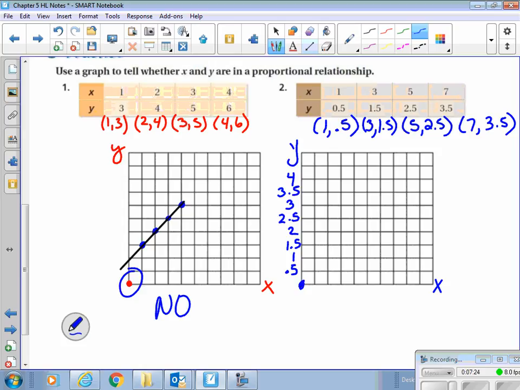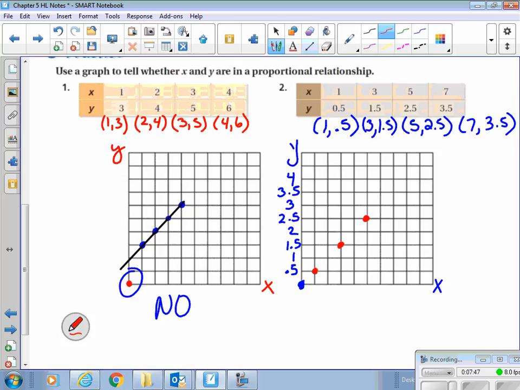Starting at my origin, to graph 1, 5 tenths, I'm going to go right 1, up 5 tenths. The second one, I will go right 3 and up to 1 and 5 tenths. The next one, I'm going to go right 5, 1, 2, 3, 4, 5, and up to 2 and 5 tenths.